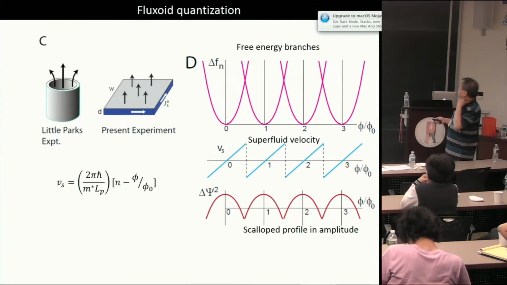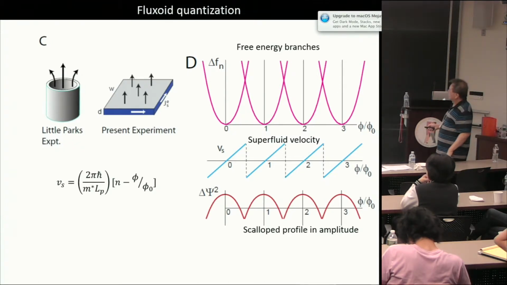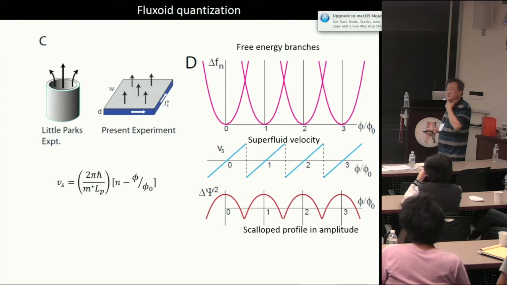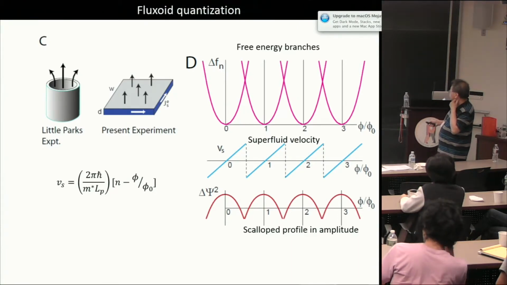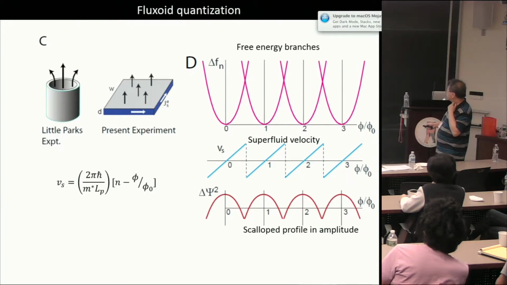Now, if you have a flux within a cylinder, the free energy will increase parabolically. Why? Because when you have a field trapped in there, the superfluid velocity will increase. Right? So you would have superfluid kinetic energy, and so that makes the free energy increase until it intersects the neighboring branch. Then the system will jump to the neighboring branch and come to its minimum again. And so as a result, the superfluid velocity increases and then jumps down, reverses direction, and increases again. So you have this sawtooth profile.